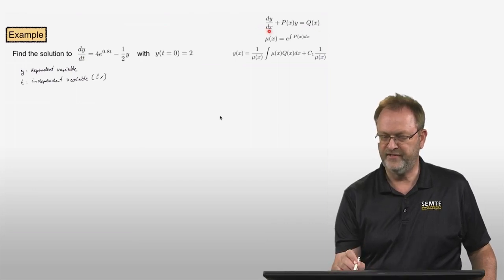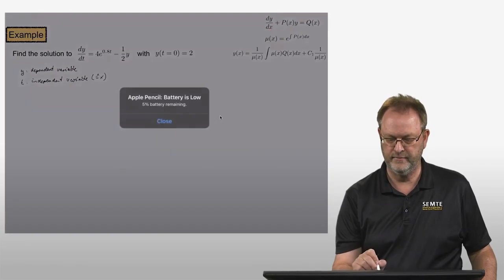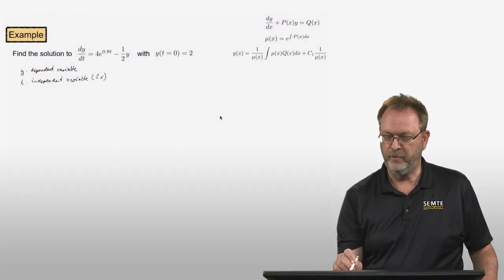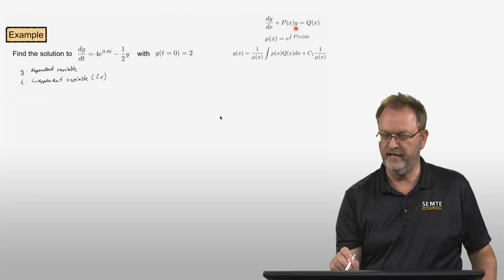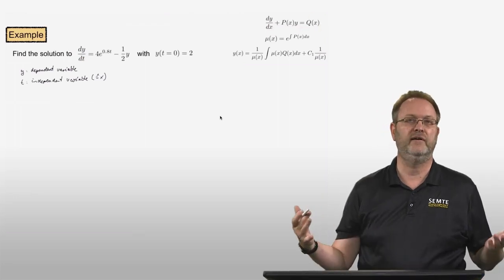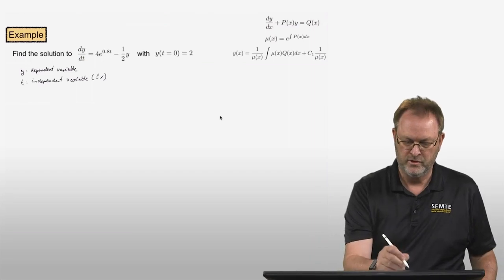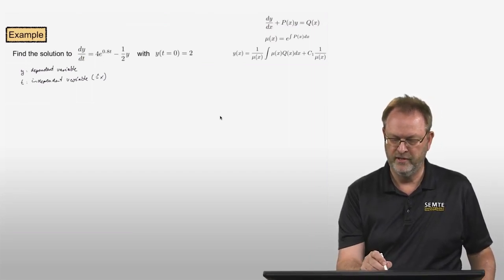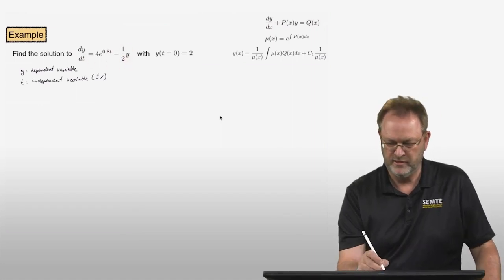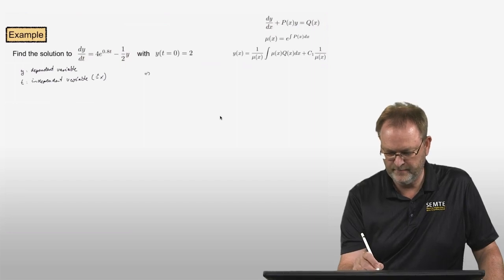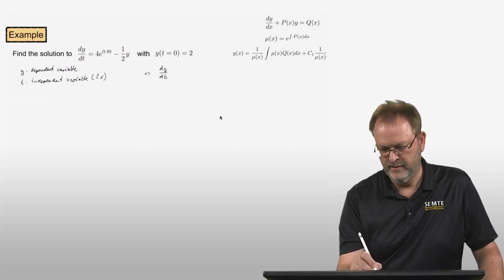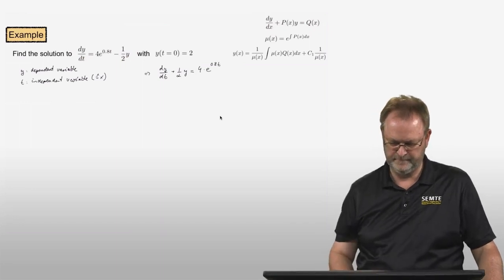So we'll have to have on the left-hand side dy dt, and then plus a p of t times y, and then on the right-hand side we'll have only a function of t. So that means we have to move this part here, which contains the y, over to the left-hand side. So this means we'll have dy dt plus 1/2 y is equal to 4 times e to the power 0.8 times t.